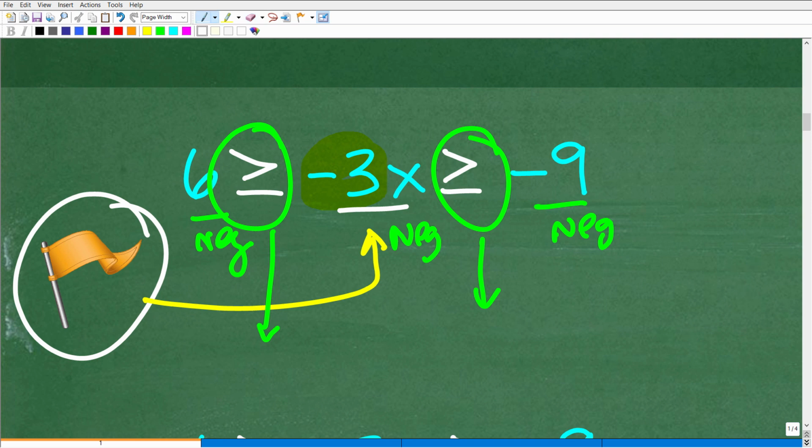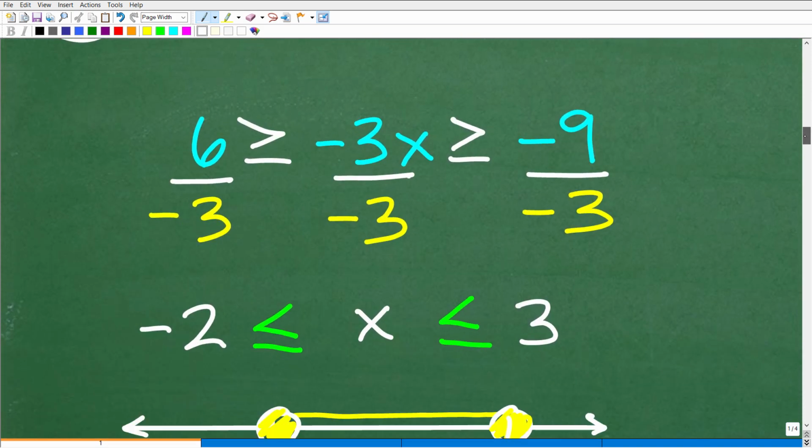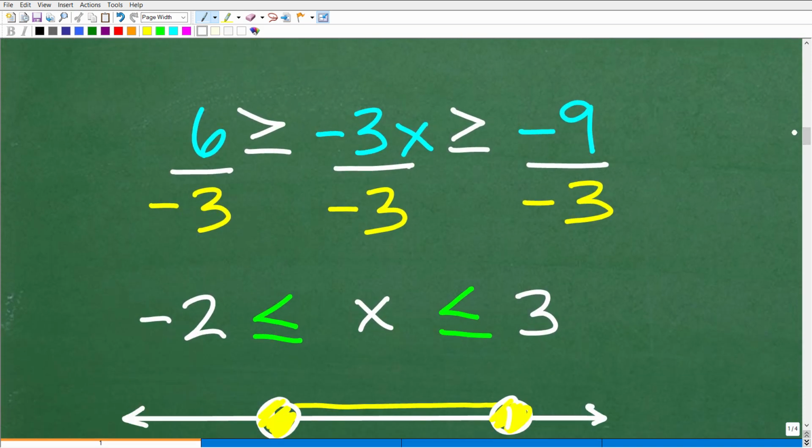Now, I know that's a lot of side talk to this solution, but the whole point of this video is to help you prevent errors, right? Especially errors that are better not to make. Okay, so now to get x by itself, I know I'm going to have to divide by negative 3 here and here and here. And I'm going to focus on reversing these inequality symbols. A lot of things you need to focus on, right? So let's go through this one by one.